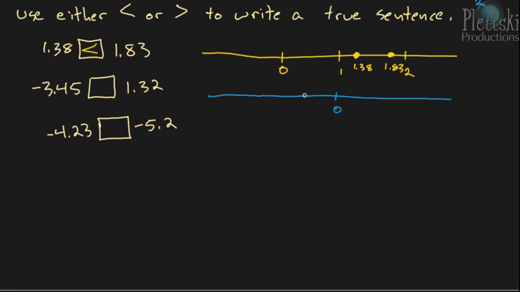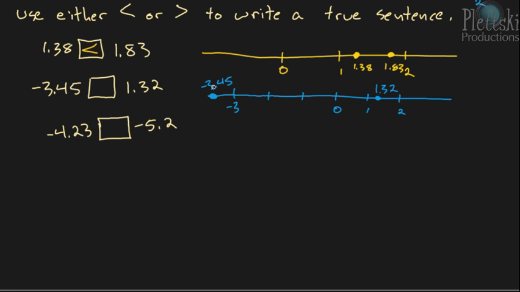So negative 3.45 on a number line, let's say 1, 2, and that's negative 3. Negative 3.45 would be over here somewhere. And then we have 1.32. So there's 1 and 2, and it's going to be somewhere between 1 and 2, but less than 1.5, so probably about there, 1.32.